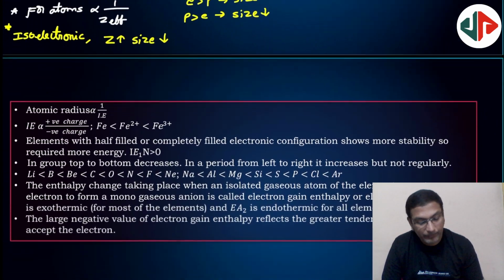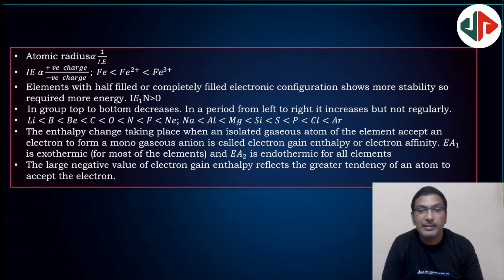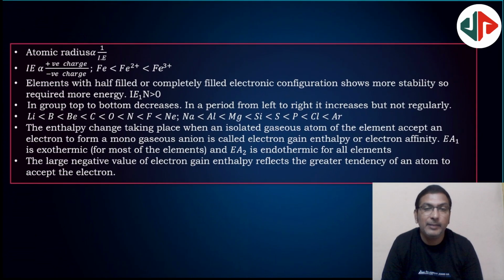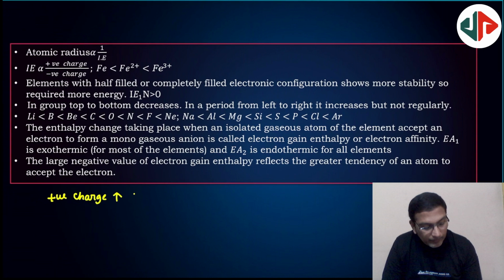Next. Here the factors affecting ionization energy: atomic radius, ionization energy is inversely proportional to atomic radius. Next, this point is very important. Ionization energy depends on charge. So as the positive charge increases, ionization energy increases. As the negative charge increases, ionization energy decreases.